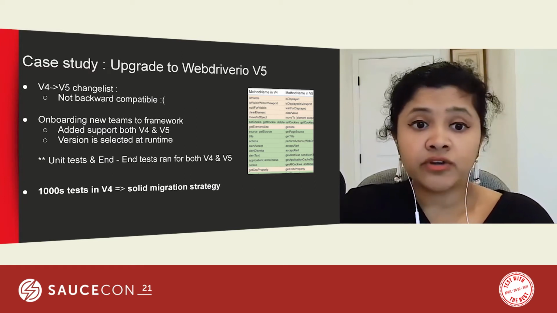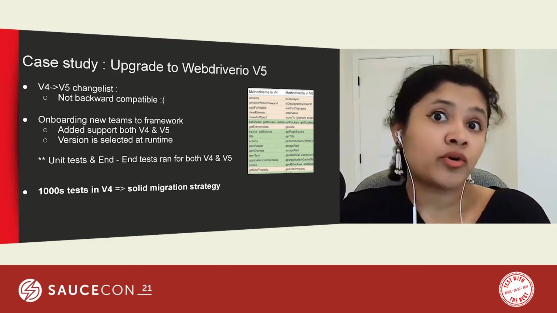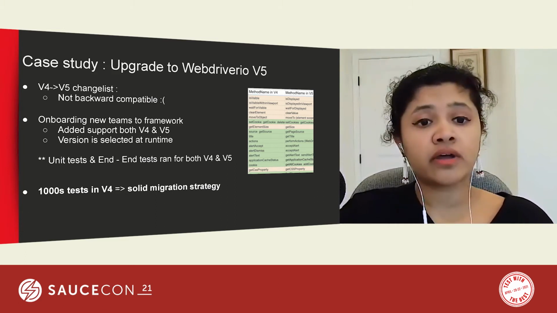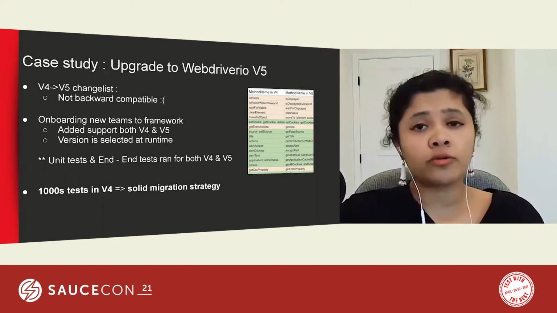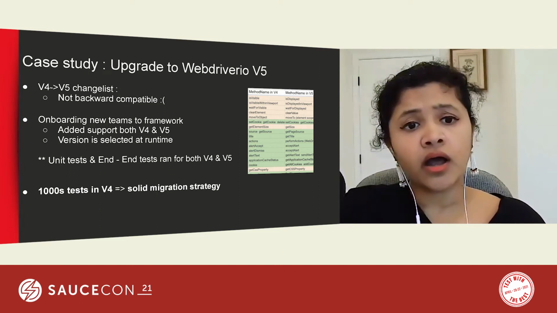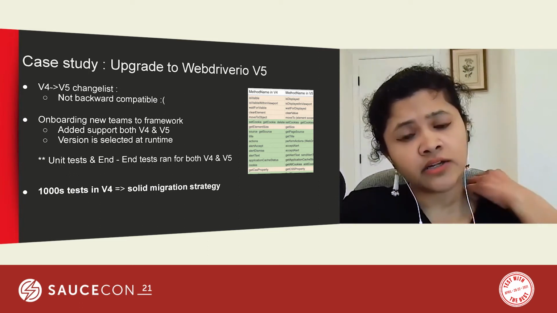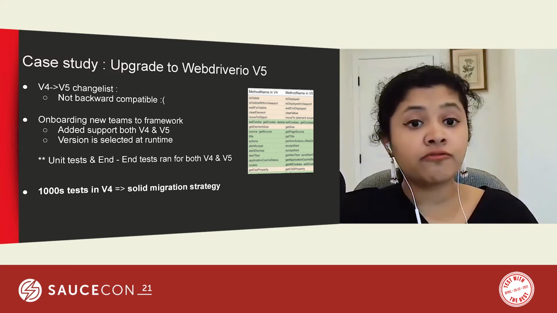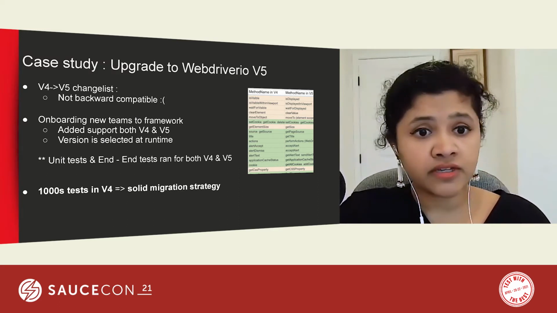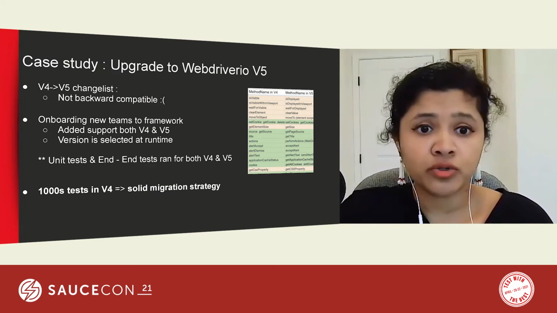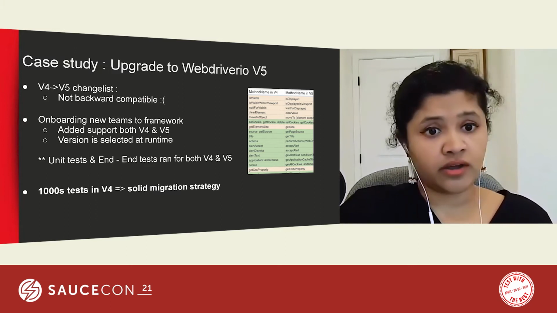And at the same time, we were in the process of onboarding new teams to the framework, and it did not make sense to onboard them with V4. So what we decided was to support both V4 and V5 at the same time. Therefore, the version would be selected at runtime.